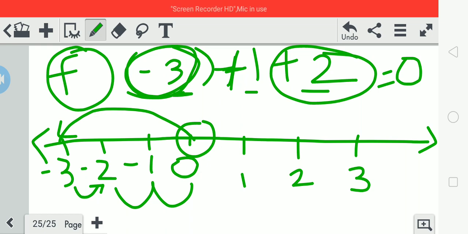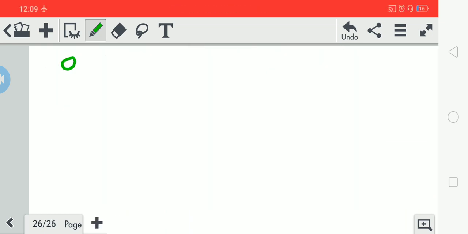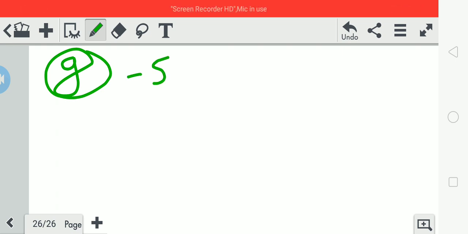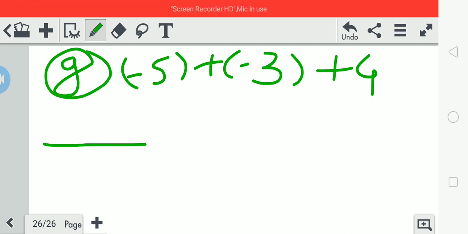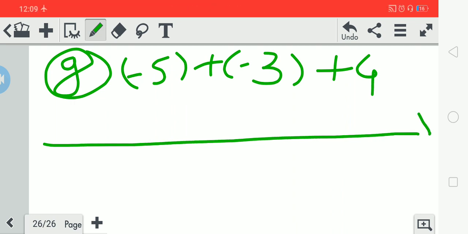Let's take another example. Example G. Minus 5 plus of minus 3 and plus 4. Here you can see the both numbers are negative, minus 5 and minus 3 both are negative and 4 is positive, means 2 times you have to take a left move for the minus 5 and minus 3 left move and 4 right move.